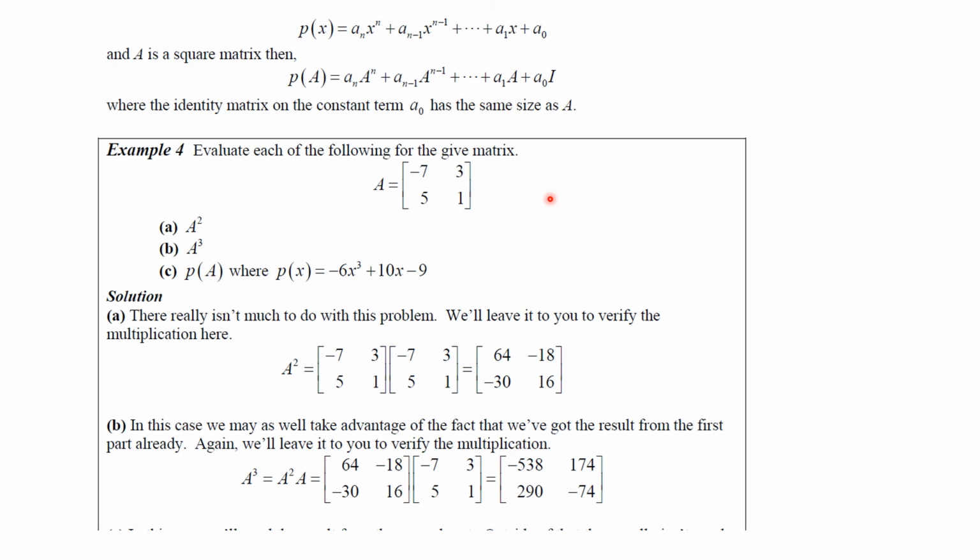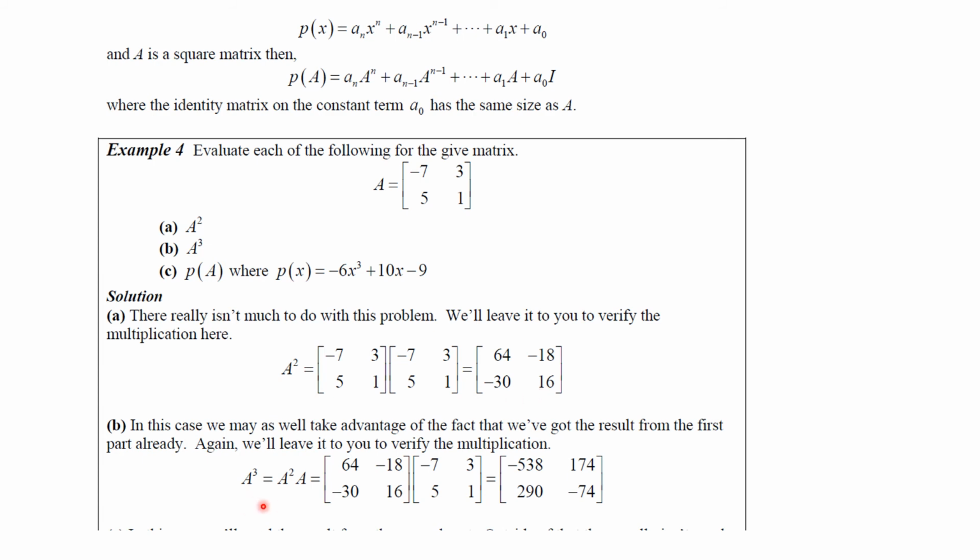But we'll start with a 2 by 2 matrix and talk about A squared, A cubed, and P of A, where P of X equals minus X cubed plus 10X minus 9. So in part A, we just take A times itself. For practice, you should do this calculation, and we get this as our answer.